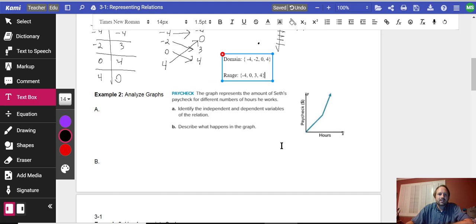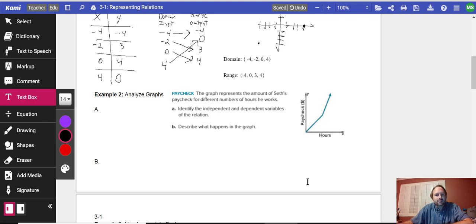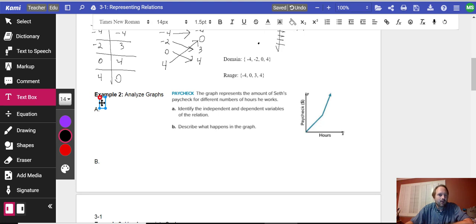So here we go with example 2, analyze graphs. The graph represents the amount of Seth's paycheck for different hours of work. Identify the independent and dependent variables. First things first, the x value is going to be, unless we graphed it wrong, our independent value.